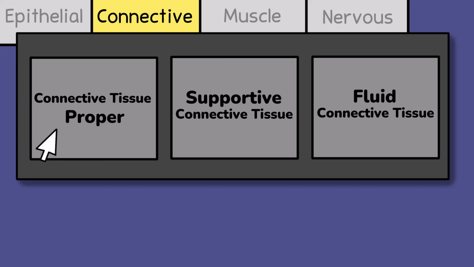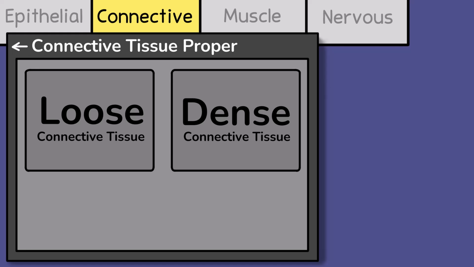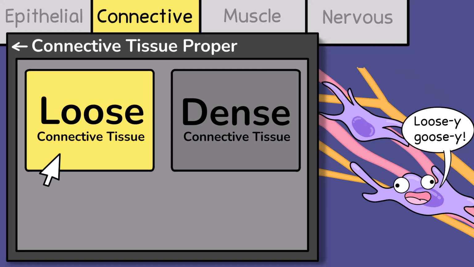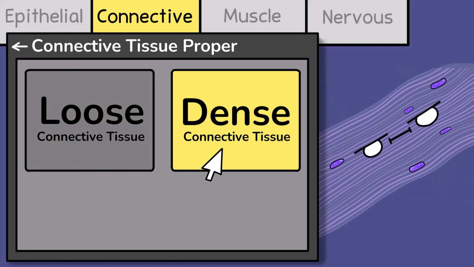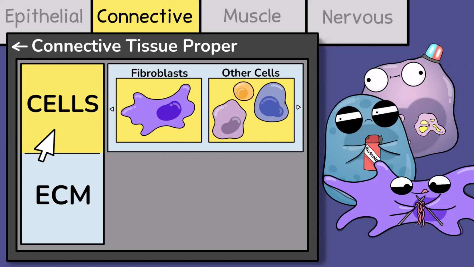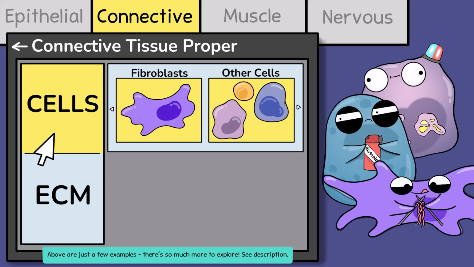Starting with connective tissue proper, which makes it sound fancy, but it's a classic type that differs from other special types like supportive connective tissue and fluid connective tissue. Connective tissue proper may be loose connective tissue or dense connective tissue. Usually loose means the fibers are more loosely arranged, and dense means the fibers are more densely arranged, often bundled. Connective tissue proper has fibroblasts and often other cell types too.